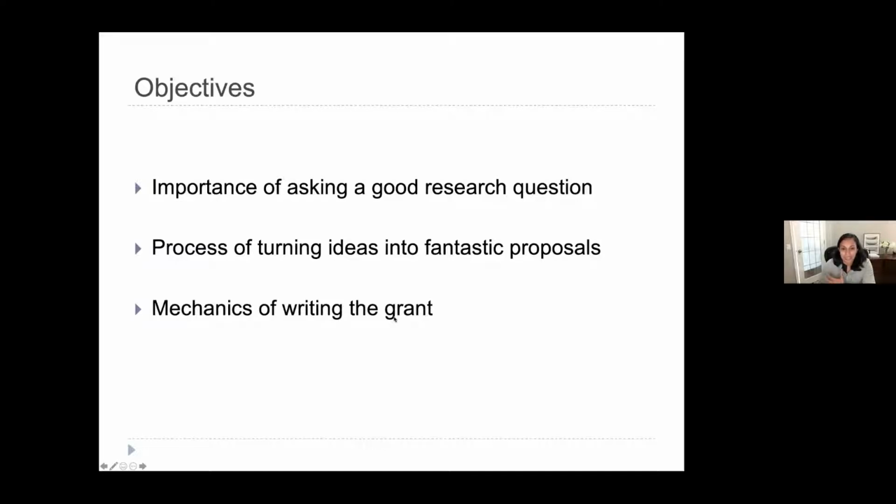probably the defining characteristic of a successful scientist, because there are a lot of people who want to do research, but if you want to start your career in science, you have to be really good at writing a beautiful grant. So I'm really grateful that you all joined us. Those are our three objectives, and we will go on from here.